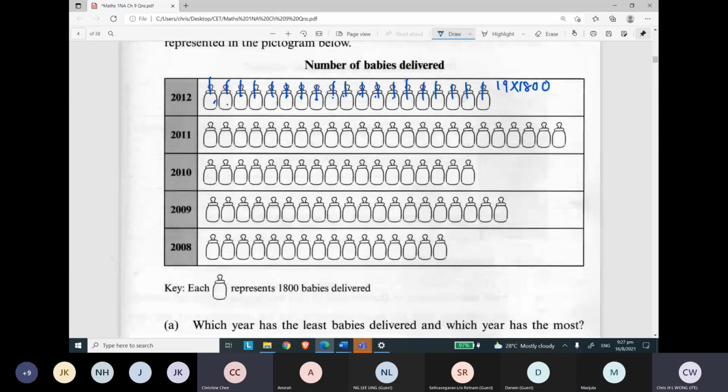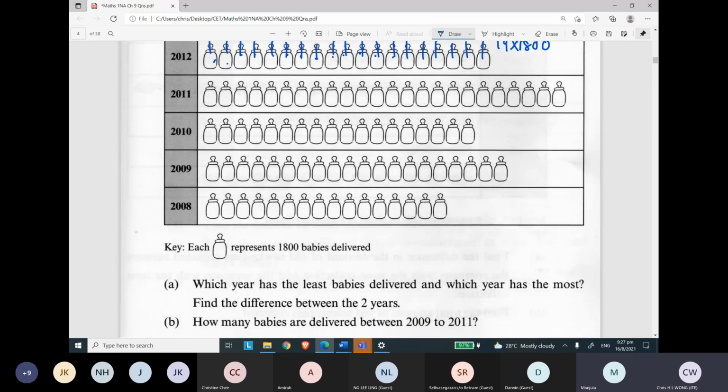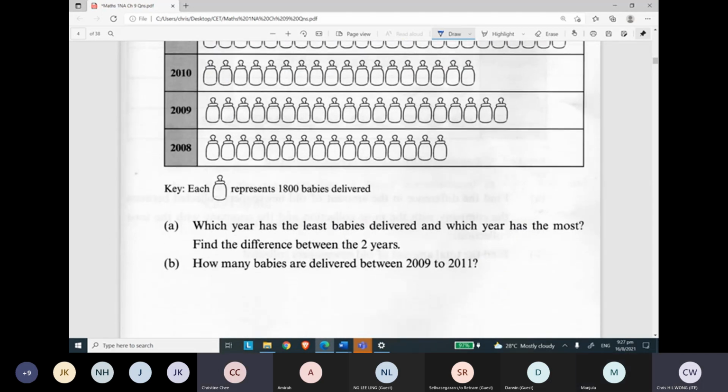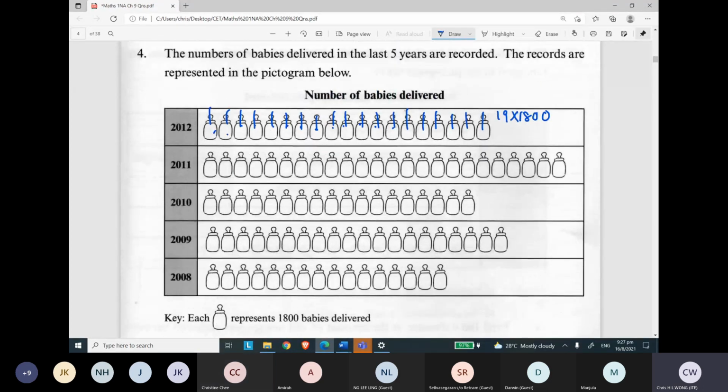Can I see what the question is first? Which has the least babies? Yeah, no choice. Okay, this one, let's hope they don't ask you. Wow, they ask you. Again, what's the number? The second one is 24, sir.